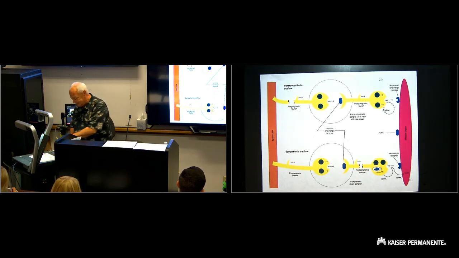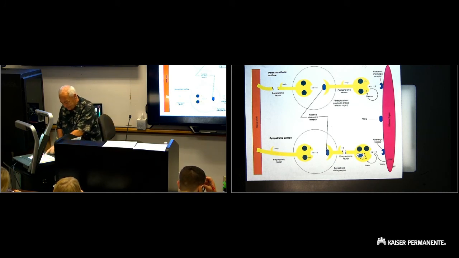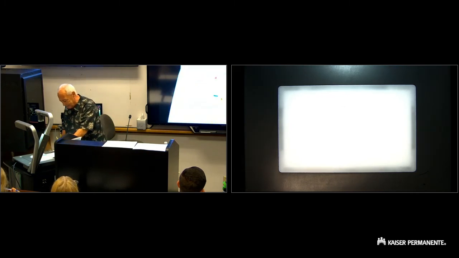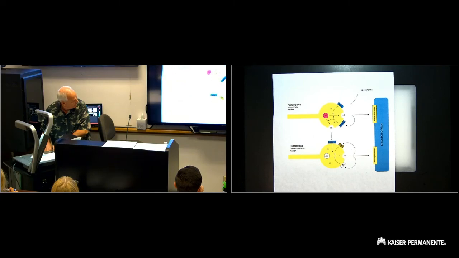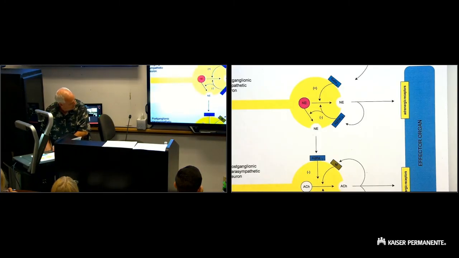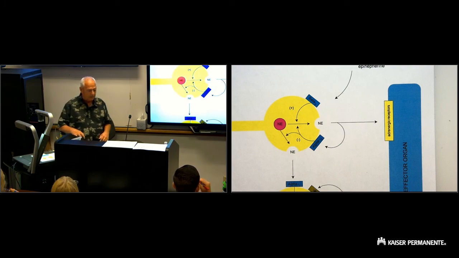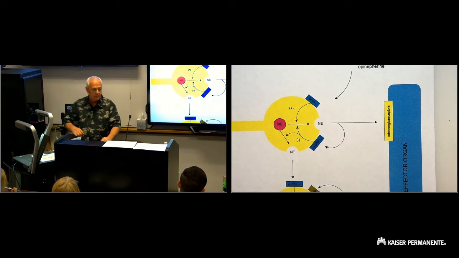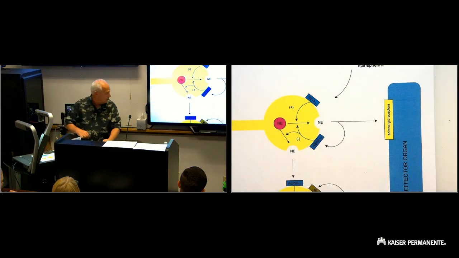What I'm going to do is take this site right here, the postganglionic sympathetic site, and blow it up and put it on the camera here. Let's make that bigger. All right, so this is the postganglionic sympathetic site, where the neurotransmitter is norepinephrine, and the receptors that recognize the release of norepinephrine are called adrenergic receptors. It's written in the yellow here.